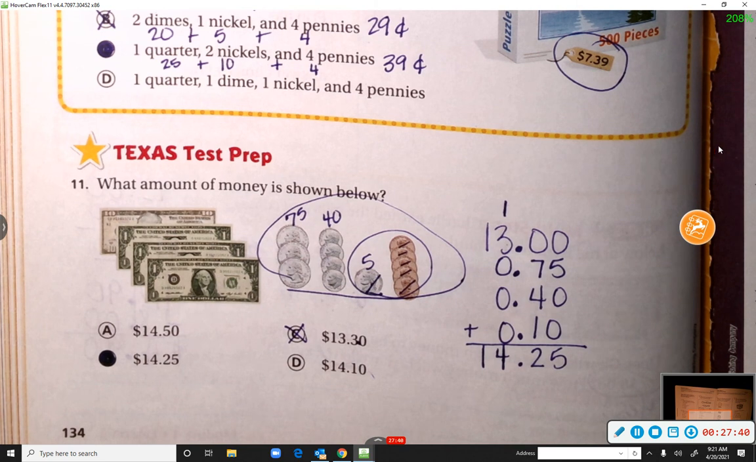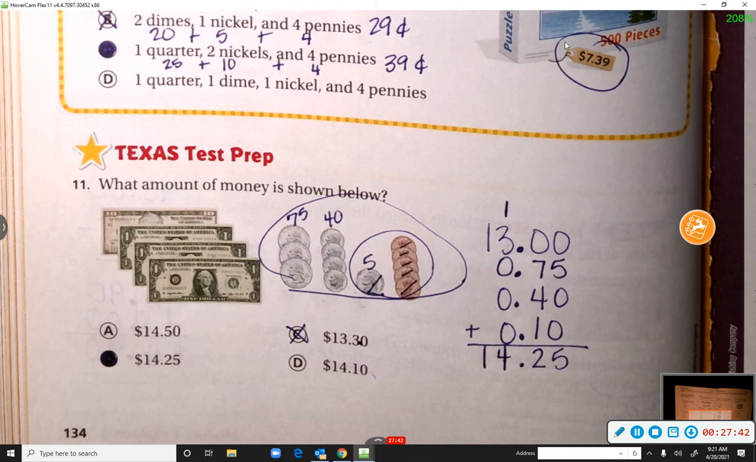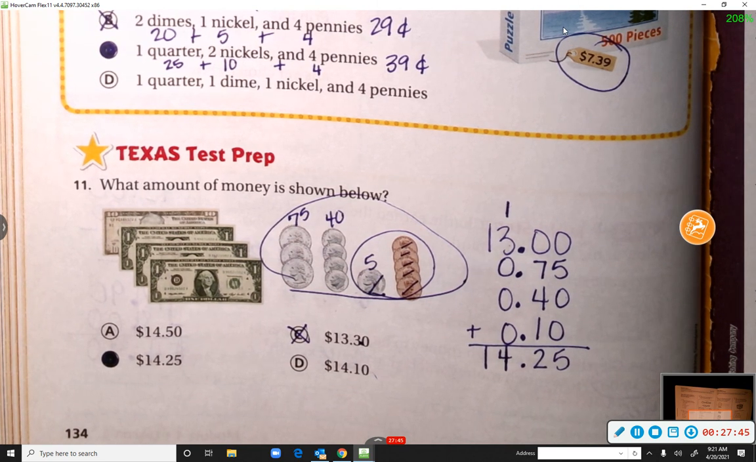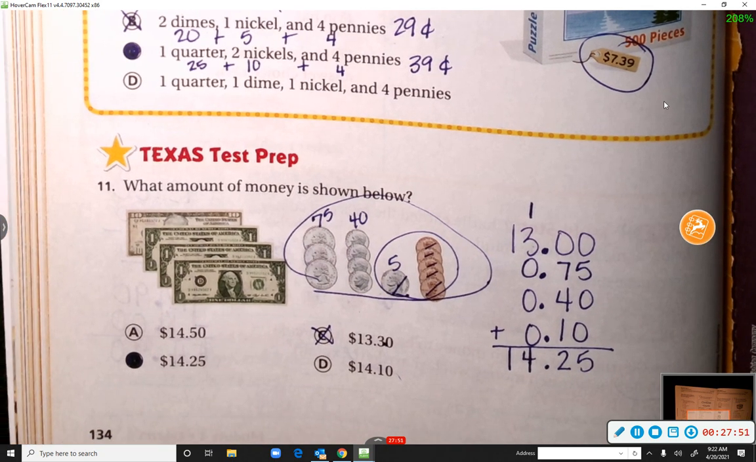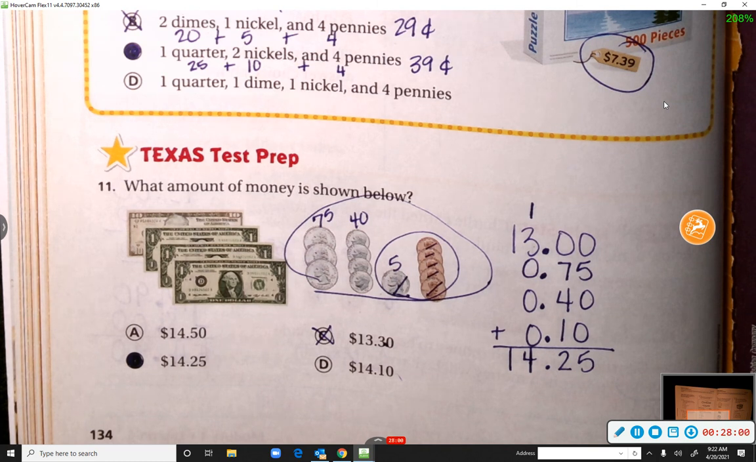Okay? So it's pretty simple as long as you know the values of the coins and how to skip count or add them, okay? Make no mistakes and we should get all these right. Okay, so you guys are going to tear out page 135, complete the front and the back, and turn that in for your grade today.